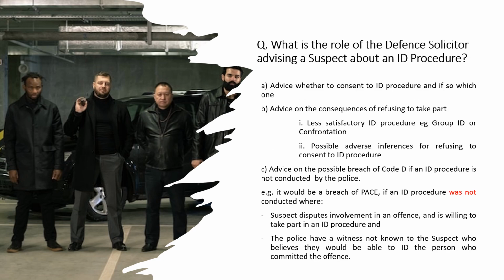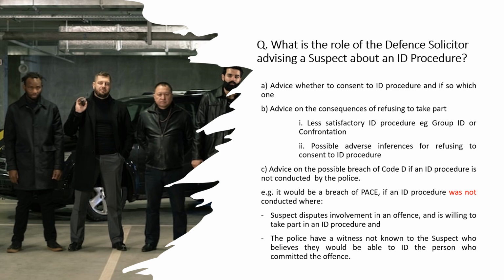Question: what is the role of the defence solicitor advising a suspect about an ID procedure? Well, A, advise whether to consent to ID procedure, and if so, which one. B, advise on the consequences of refusing to take part. That could be a less satisfactory ID procedure, e.g. a group ID or a confrontation being used, or possible adverse inference for refusing to consent to an ID procedure.